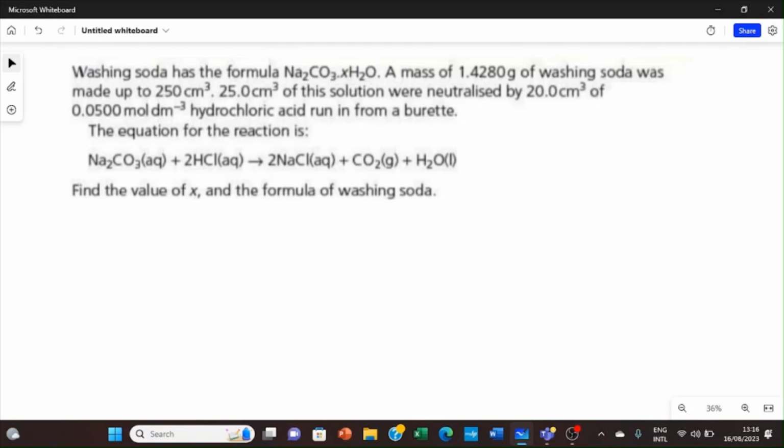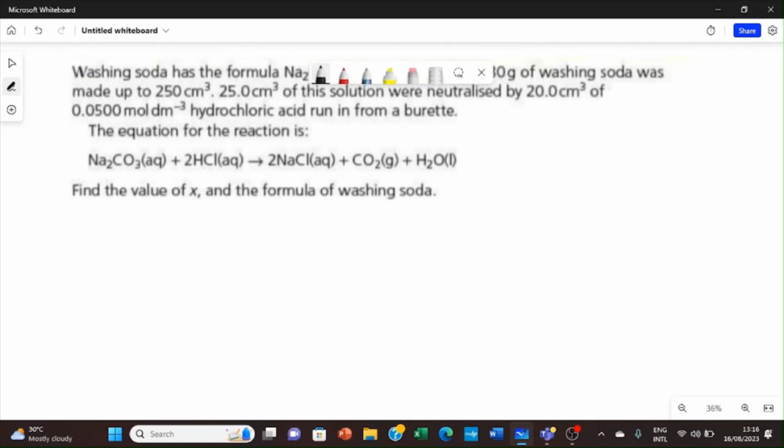The first thing you need to do is to read the equation, understand the equation, then look at the equation to see if it is balanced before you start anything. Also look at the values we are given. They gave us the mass of the washing soda crystals, which is the hydrated sodium carbonate. They gave us the volume of the hydrochloric acid. You are given the concentration in mole per dm3 for the hydrochloric acid. You're asked to calculate the value of x.